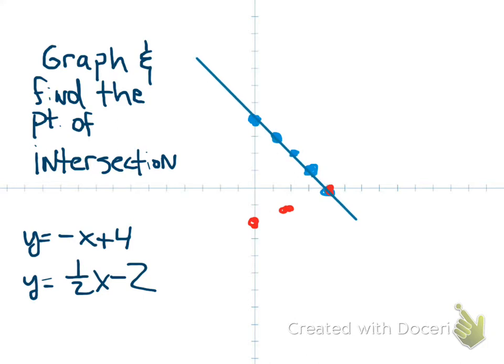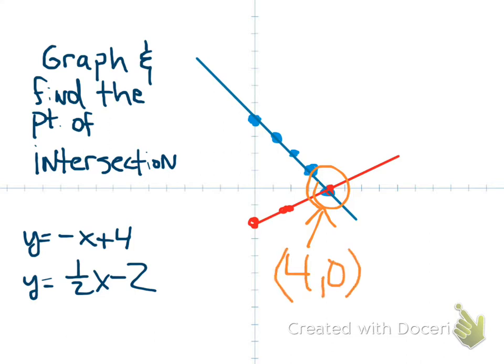And then this intersection point right here, that point right there, that would be considered my solution. And that point is 1, 2, 3, 4, 0. That is the solution, the answer, the intersection point for this system.